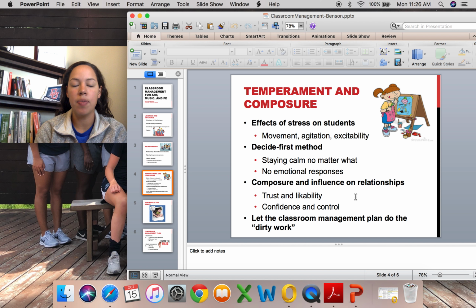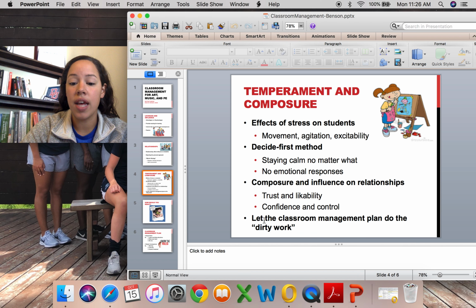It's not anything that you need to react to in a negative way. If something happens, rules are broken all the time. That's all you have to tell yourself. Stay calm, and this will also help in turn keep your students calm too. And as the author said, let the classroom management plan do your dirty work. A lot of the things we talked about leading up to this point have been discussing the teacher's temperament and creating these relationships. And then the next big point will be, what does that classroom management plan specifically look like?